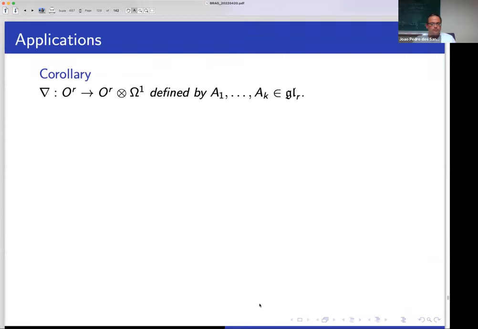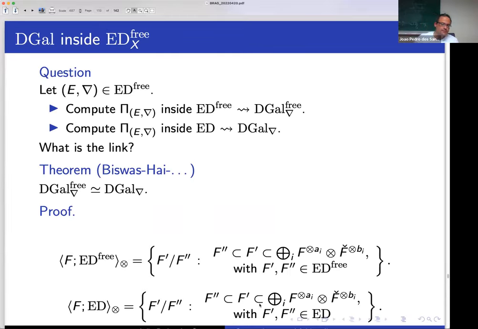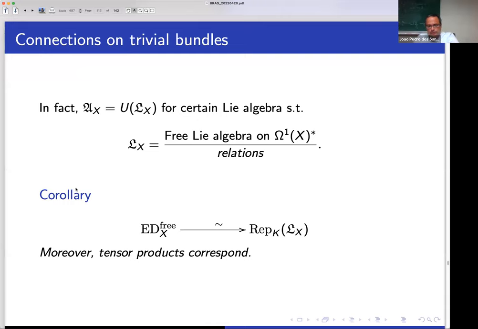It has the following application. Let me go back to the theorem so that we all see what this is. It says that in order to compute the differential Galois group of a connection on a free vector bundle, I can compute it in the category of connections on free vector bundles. And the important fact is that the category of connections on free vector bundles is very easy to describe. Remember, here is the point: the category of connections on free vector bundles is just representations of some algebra.